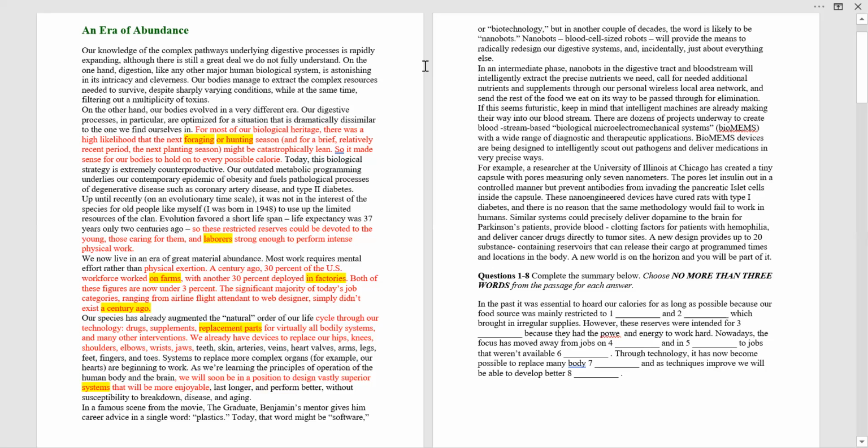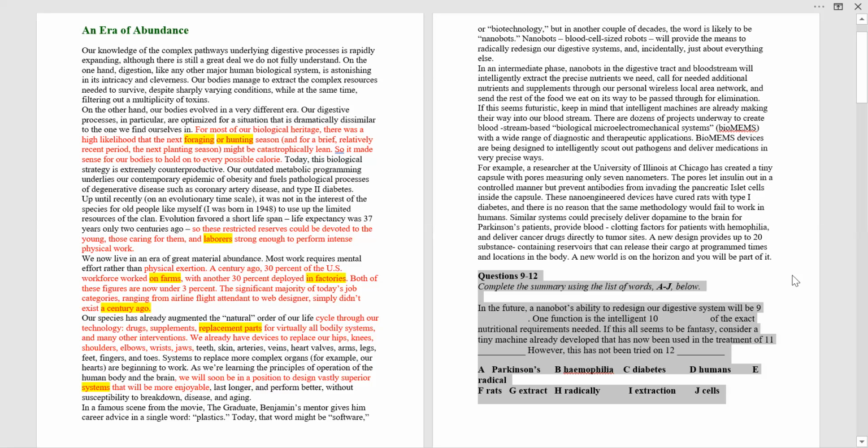Now, let's move to the next set of questions. So next we have question number 9 to 12. It says complete the summary using the list of words A to J below. So it says in the future, a nanobot's ability to redesign. That means again we are doing a summary, right? And we have read till here.